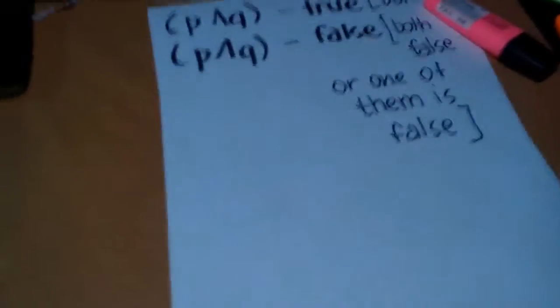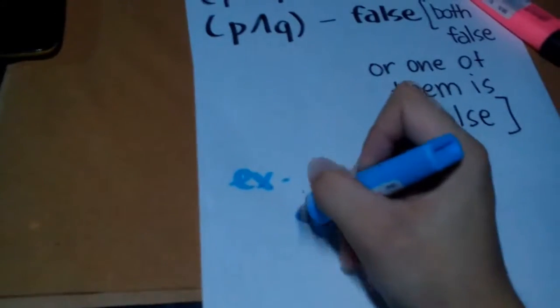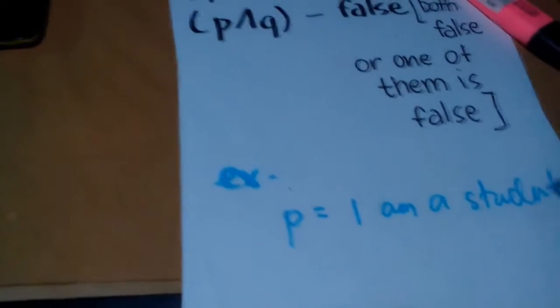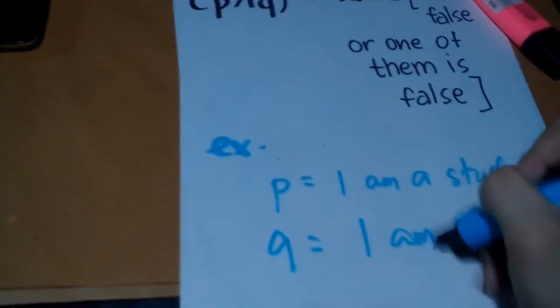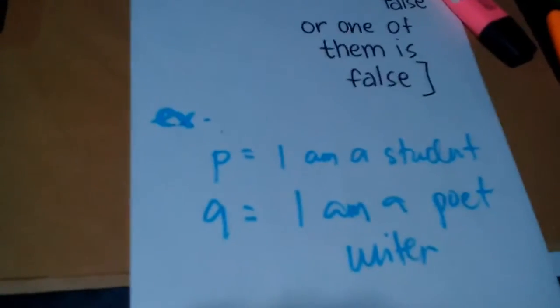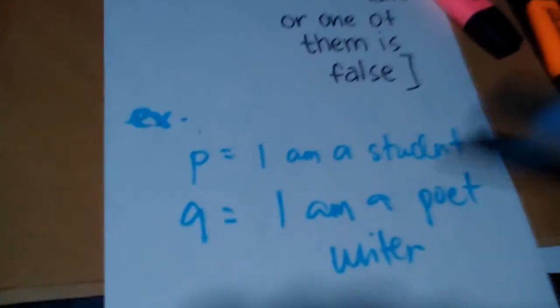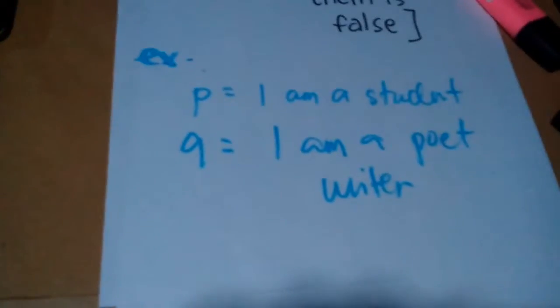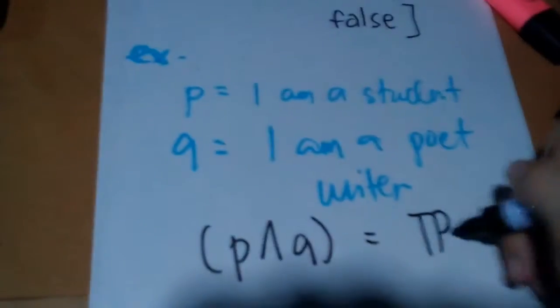So I would give an example. I would consider myself as the example for you to get it more. Let P be I am a student, and let Q be I am a poet writer. This is a real life situation. Basically these two statements are true because I am a student and I am also a poet writer. So both statements are true. Therefore P and Q is true.